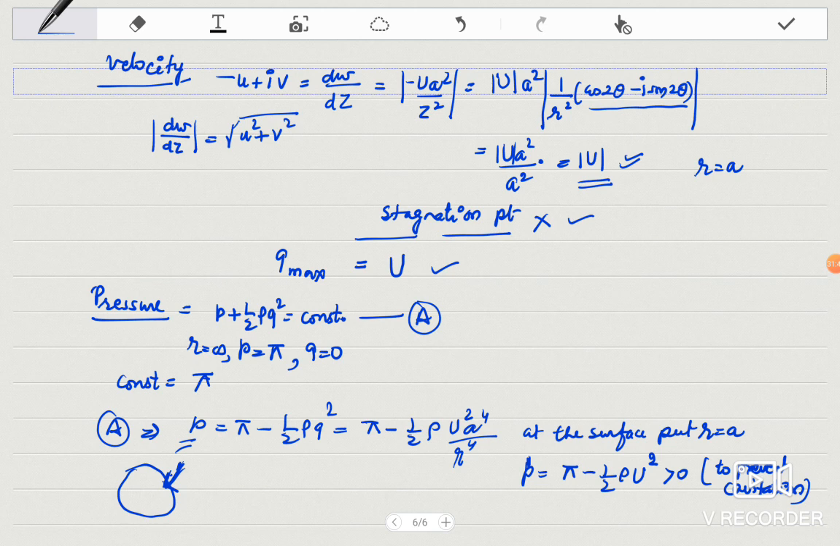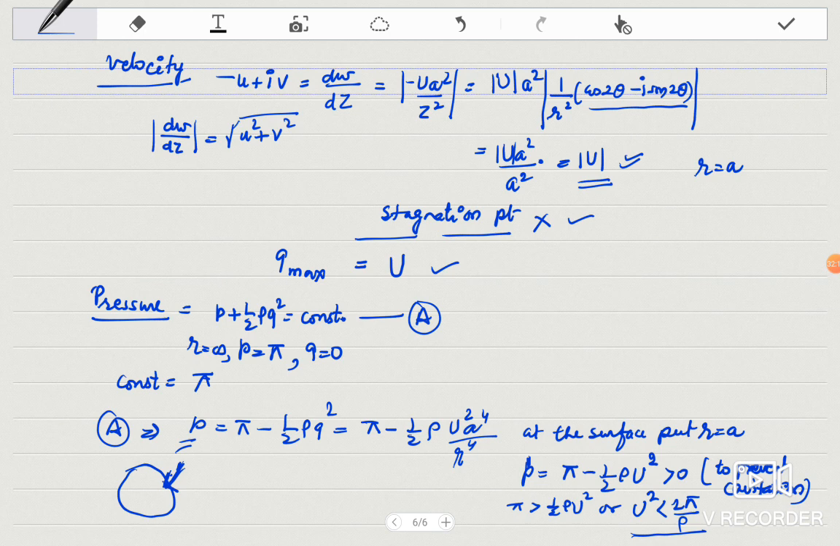So what should be u to prevent cavitation? That p infinity should be greater than half of rho u square, or you can say that u square should be less than twice p infinity upon rho. This is the condition to prevent cavitation. So this is about the pressure.